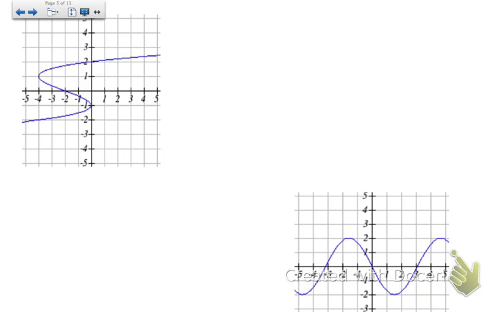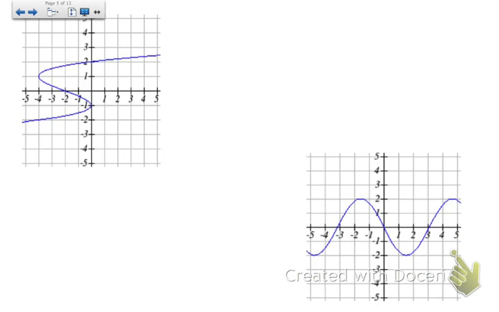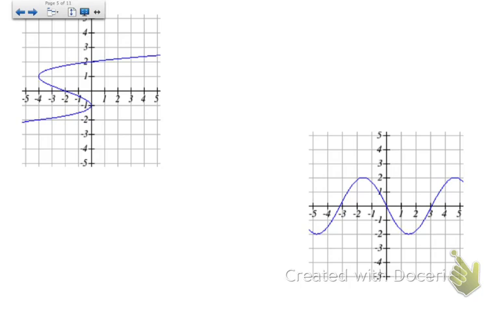Now, the next couple examples we're going to look at are actually graphs. So we're no longer being given a list of sets of points. When you look at a graph and you want to determine whether or not it's a function, you need to use what's called the vertical line test. If I can draw a vertical line and it touches the graph more than once, it fails the vertical line test, which means it is not a function.